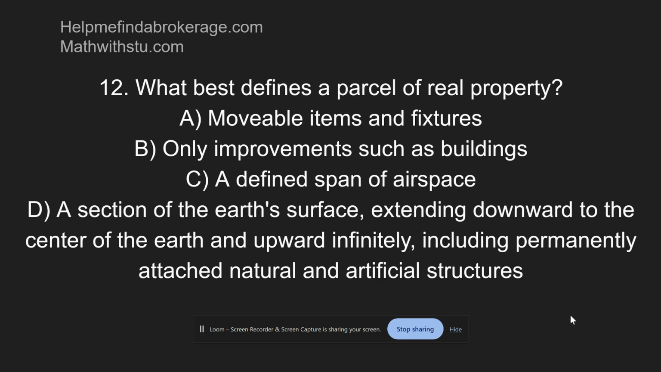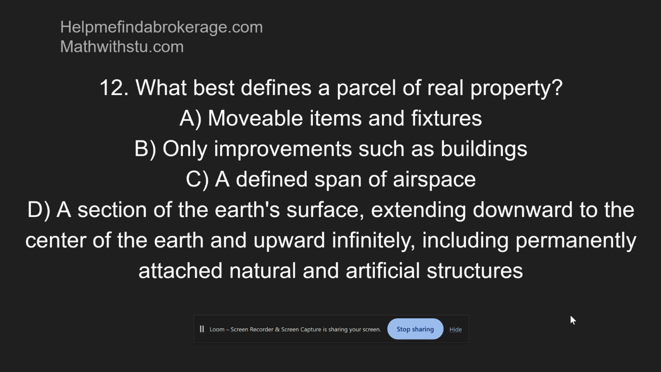Let's keep it moving. Let's keep it grooving. So we're on number 12. We're almost at halfway. Actually, this is kind of halfway in a question above that. So this says, what best defines a parcel of real property? A, movable items and fixtures; B, only improvements such as buildings; C, a defined span of airspace; or D, a section of the Earth's surface extending downward to the center of the Earth and upward infinitely, including permanently attached natural and artificial structures. Man, that was a mouthful.